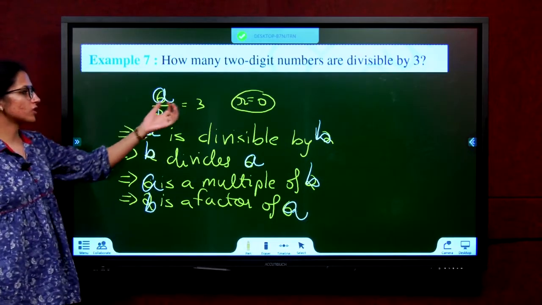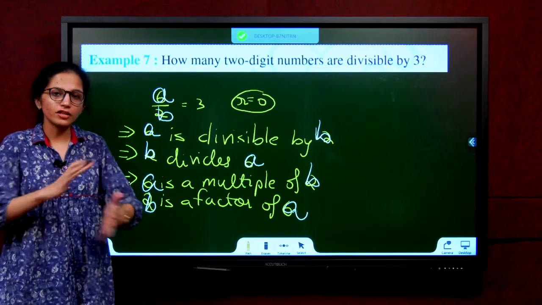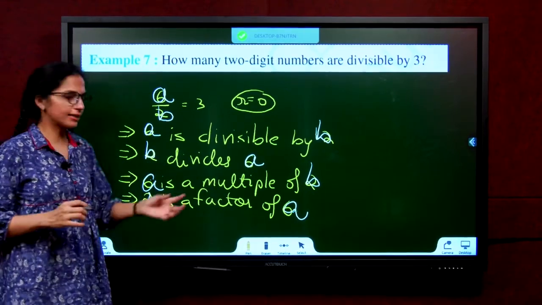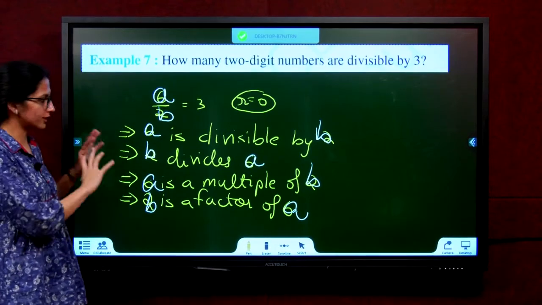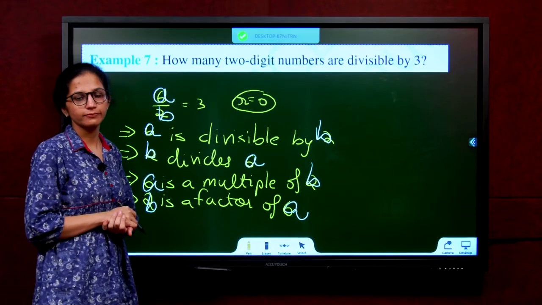So when you divide two numbers, you get remainder 0. These statements hold good. This is not just for this chapter. It is for all the chapters. It's very, very basic and fundamental. You need to know all these different statements. Okay. So now let us try the question.